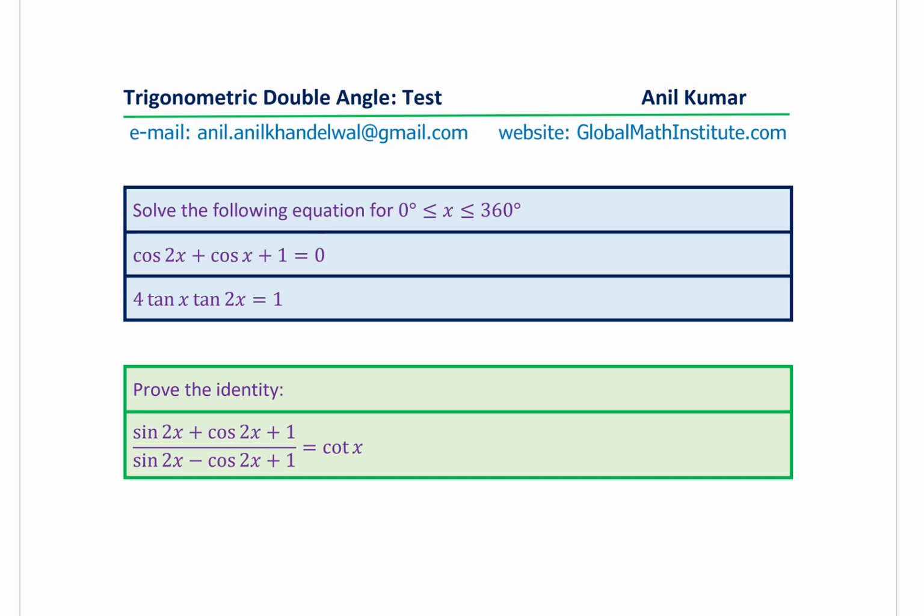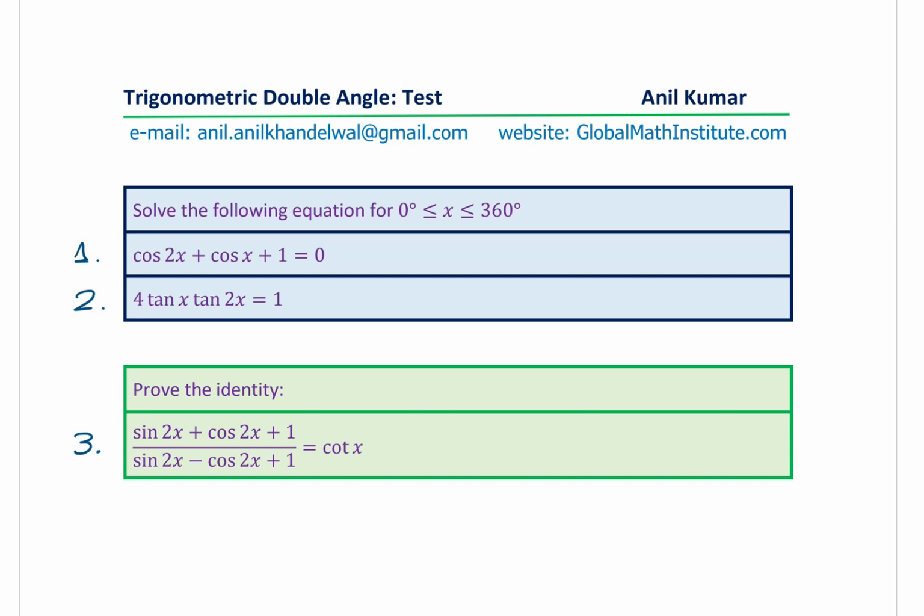The question here is, solve the following equation for x between 0 to 360 degrees, both included. Question number 1 is cos 2x plus cos x plus 1 equals 0. Question number 2, 4 tan x tan 2x equals 1. And then we have an identity, which is our question number 3: (sine 2x plus cos 2x plus 1) over (sine 2x minus cos 2x plus 1) equals cotangent x.